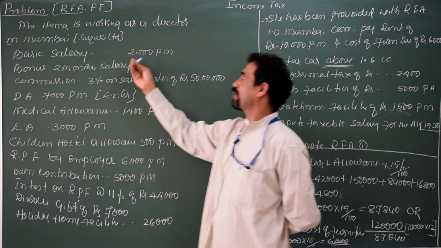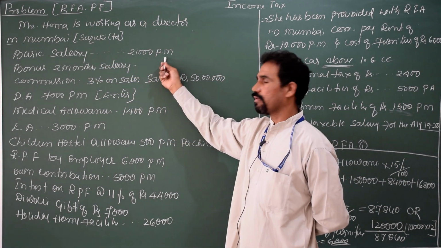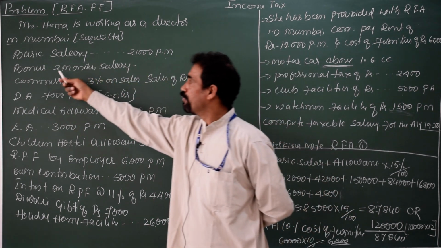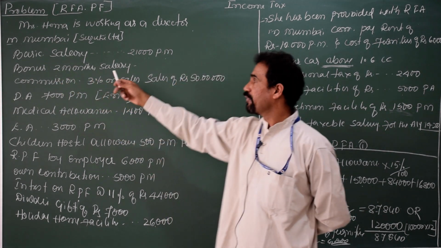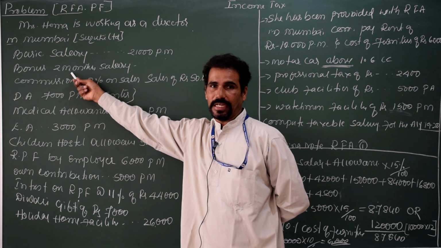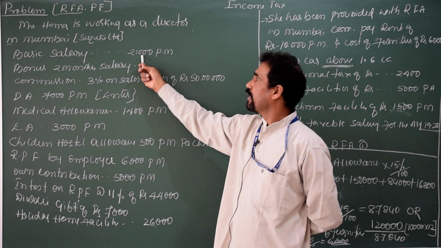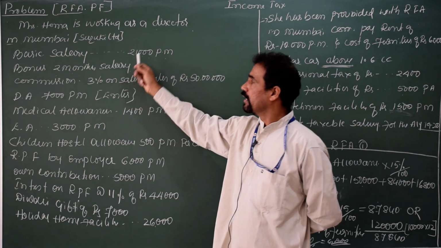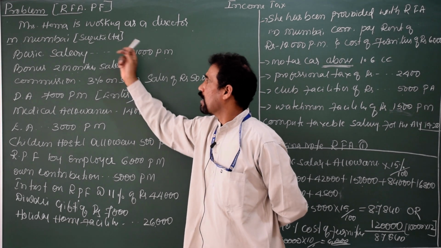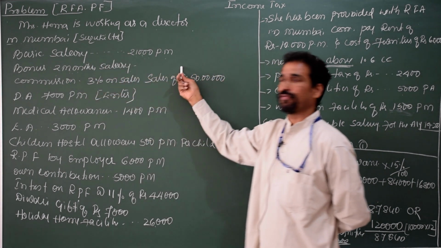Basic salary is 21,000 per month. We are going to calculate 21,000 into 12 months. Next, bonus. Sometimes the amount is given, but sometimes it is given on a month basis only. What is our basic salary? 21,000 per month. Here the bonus is 2 months of basic, so 21,000 into 2 months comes to around 44,000.